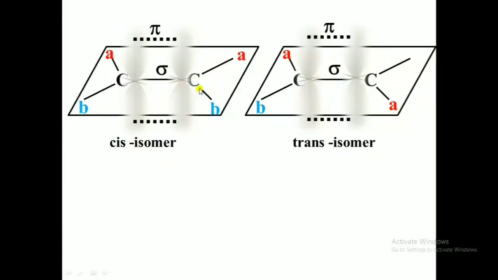So that overlap restricts the free rotation of the carbon in this bond. Therefore, the cis isomer remains as cis, and the trans isomer remains as trans always, unless these bonds are broken and new bonds are formed. So you cannot convert this isomer to this isomer without breaking the bond and forming a new bond. This restricted rotation is the reason for the geometrical isomerism.